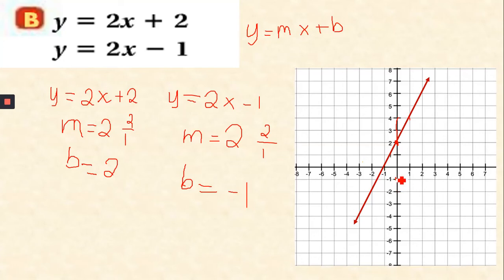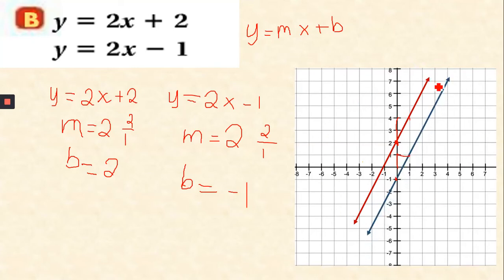We're going to move up 2 because your numerator is 2. So from there, 1, 2. And your denominator is 1, so to the right. Connect the 2 points, so we have that.